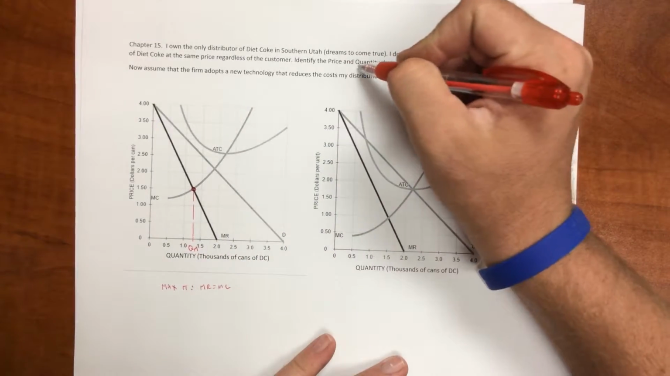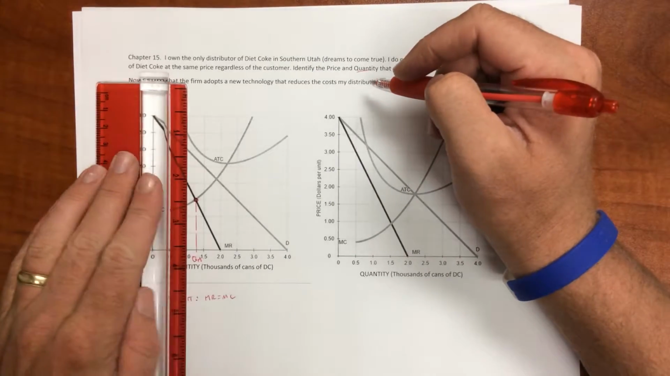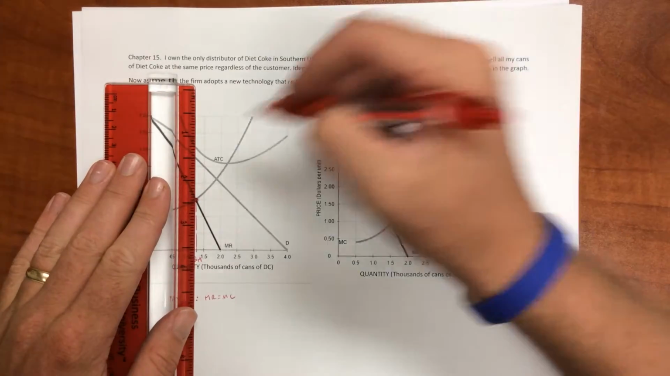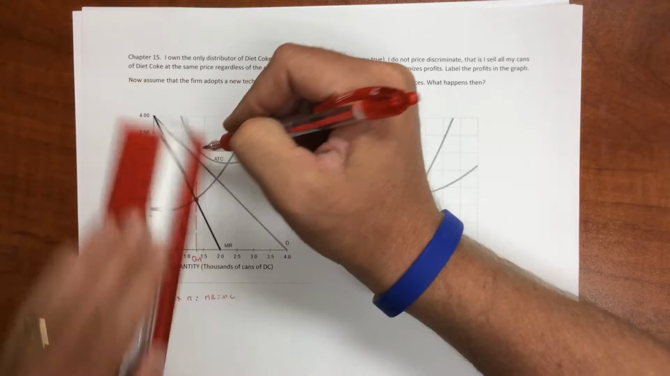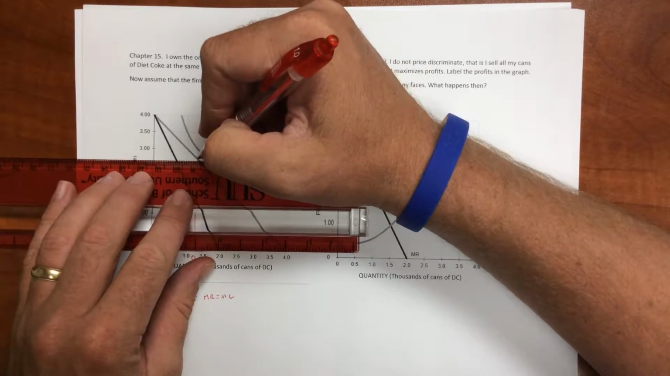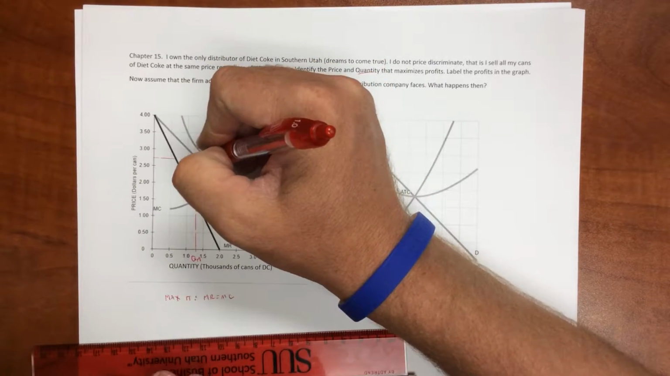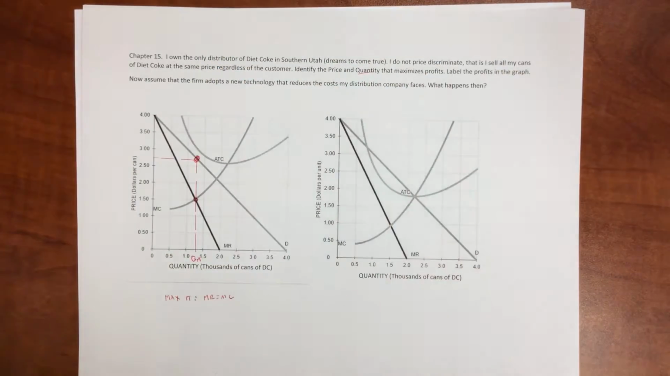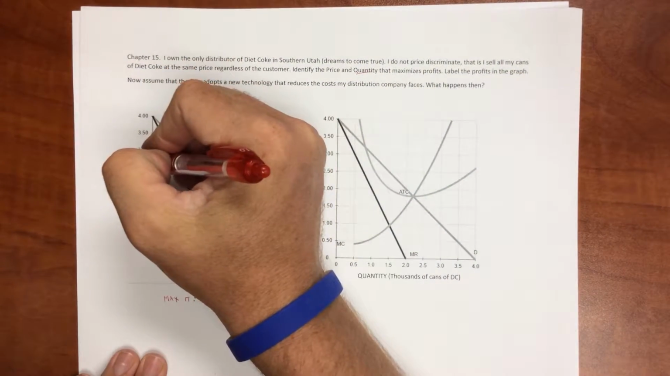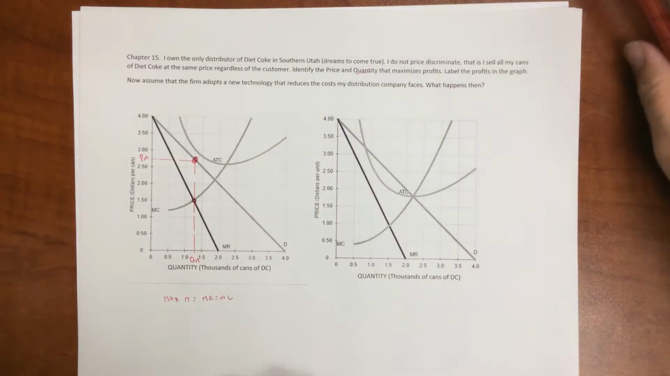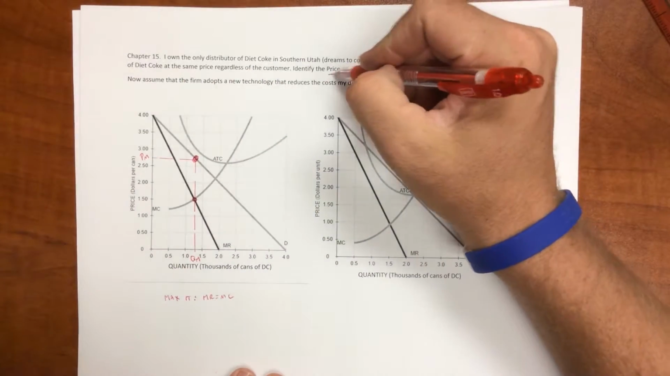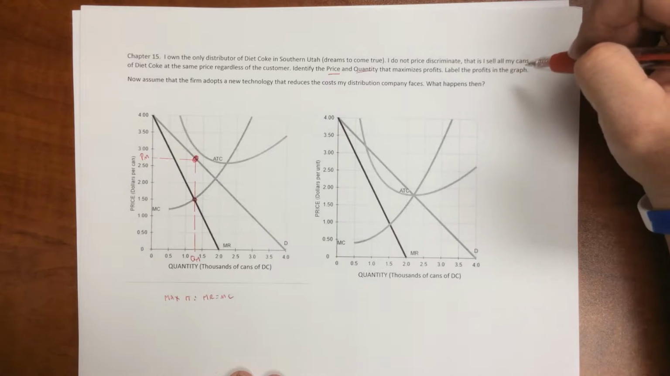Okay, so now I found the quantity. Now to find the price, I take that quantity and I bring it up into the demand equation, and that's that price. So here is the price that the monopolist charges. Okay, so now we've done price and quantity, and now let's label the profits.